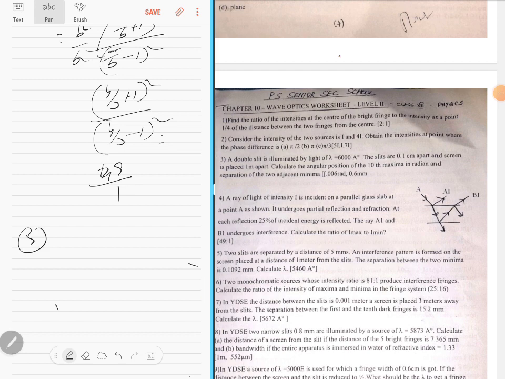A ray of light with intensity I is incident on a plane glass slab. Oh, I finished with that sum, right?